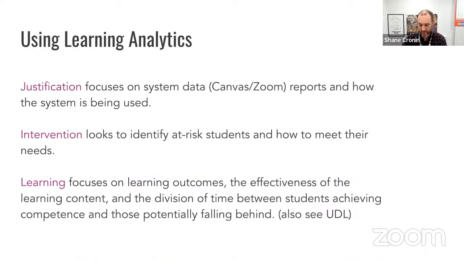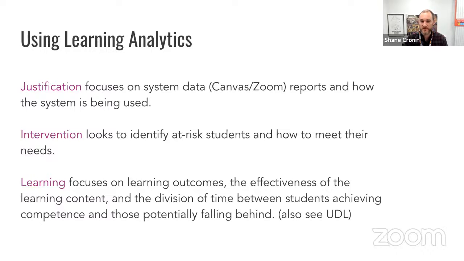So in terms of using analytics, these are useful things to look at in terms of how we implement it on the ground. Justification focuses on the features and the reports and how the system is being used. I'll talk about that in a minute, looking at Canvas, Zoom, and the reports we can run, what we can do with those and how we can interpret them.